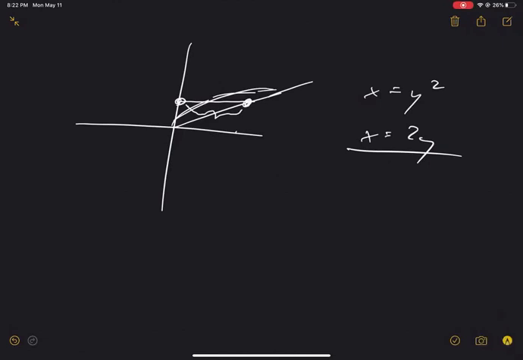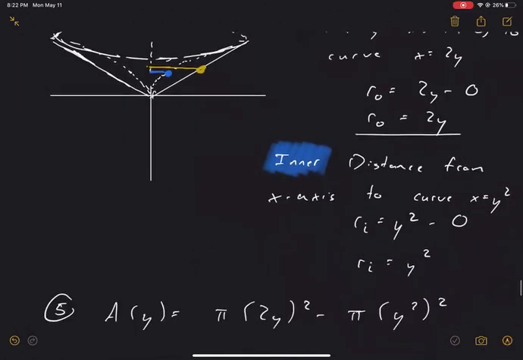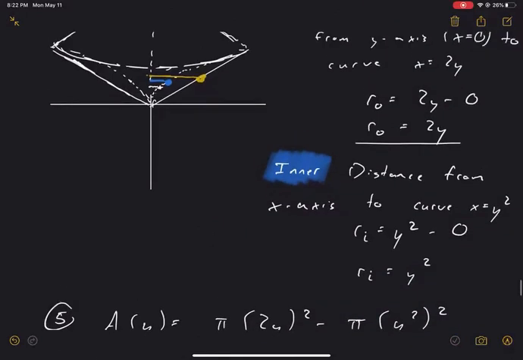So that distance is x equals 2y, which I've stated here. So R_o is equal to 2y. What's the inner radius? That's this blue line, measured from here to here. That x coordinate is given by the curve y squared. So our inner radius should be R_i equals y squared.